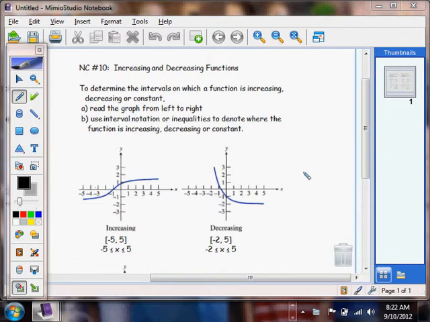Note card 10, increasing and decreasing functions. This is a pretty simple topic.